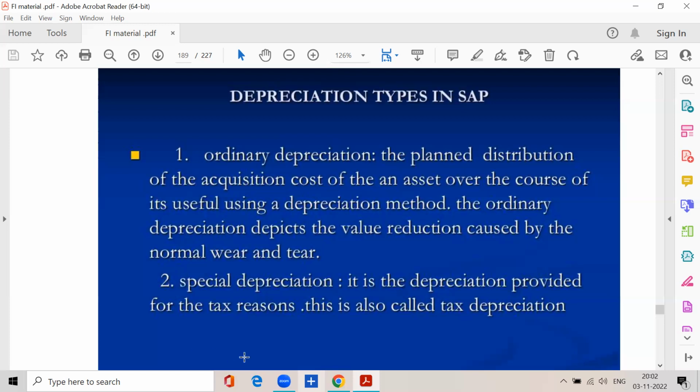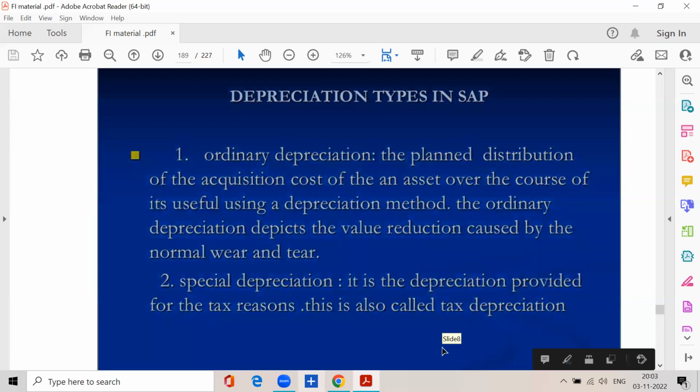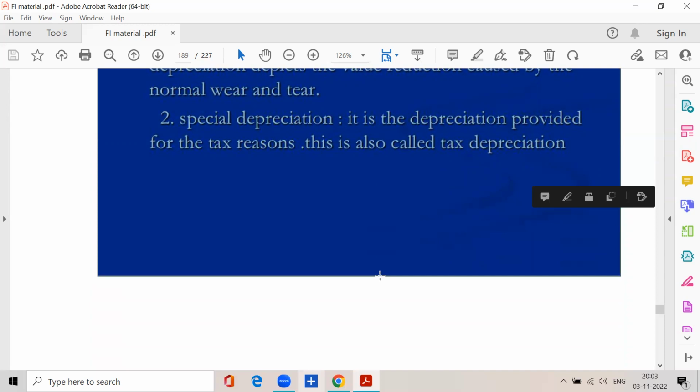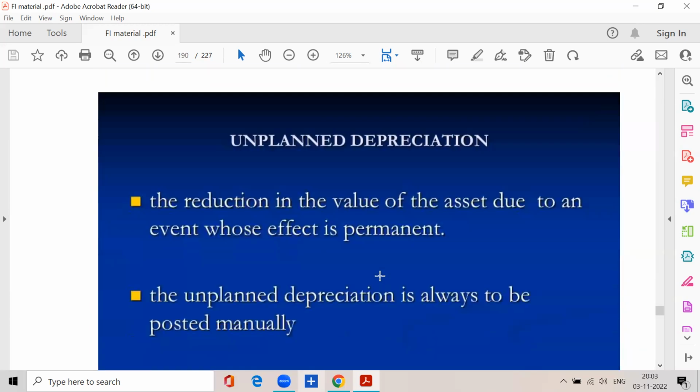Now, number two, special depreciation. It is the depreciation provided for tax reasons. This is also called tax depreciation. I told you, for income tax purposes, again we calculate depreciation. That is another depreciation type in SAP, called special tax depreciation.